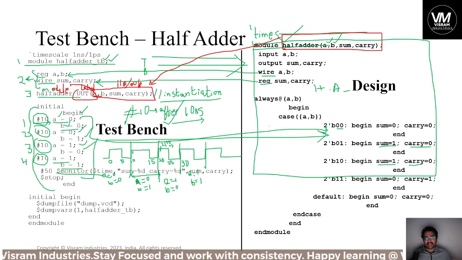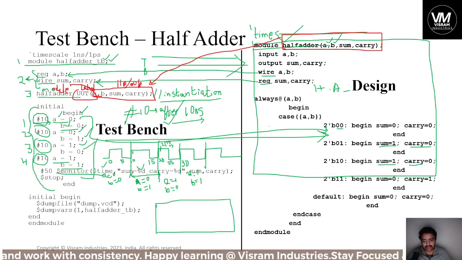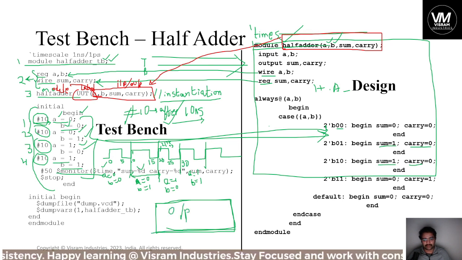$monitor is nothing but a system task to represent the output. We need some display in the simulator. You execute the code and you will get the output, right? In the output window, you want some display. What is our display? Sum is equal to what? Carry is equal to what? So sum and carry are written in this way.